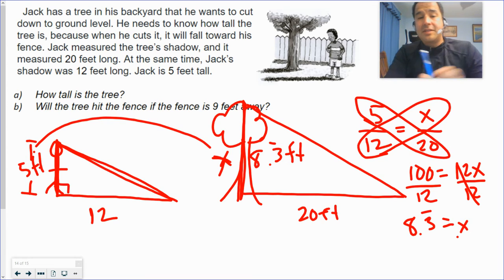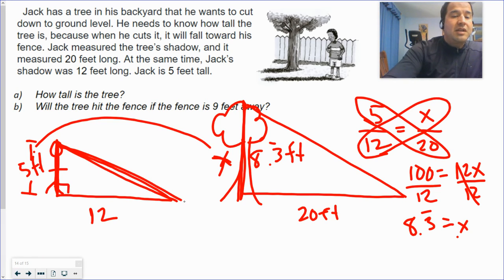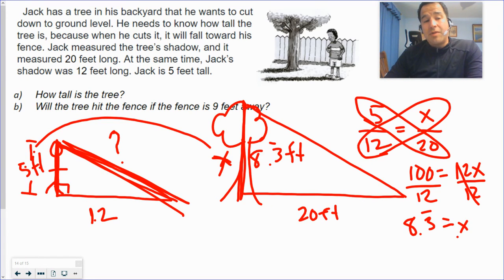Will it hit the fence that is 9 feet away? No, it will not. Okay. So I'm sorry, guys. I didn't make these slides. That is not a Pythagorean theorem problem. I mean, we could figure out how long this side is if I use the Pythagorean theorem, and then just leg, hypotenuse. Okay, I could do that, but I don't need to, so I'm going to stop right there.